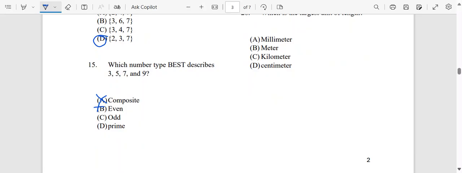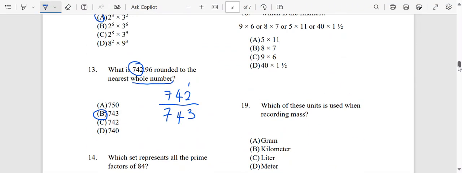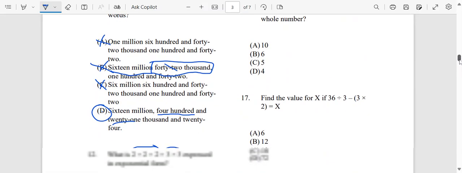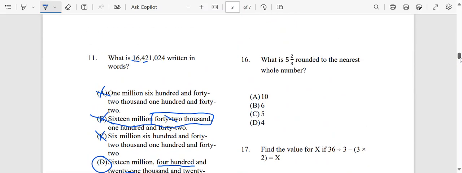Would it be a prime number? No, it cannot be a prime number. Why? Because the 9 itself has more than 2 factors, right? And remember, a prime number only has 2 factors, 1 and itself. And this digit here, 3, has more than 2 factors. So we are only left with this one. And of course, we used the elimination method to find our answer there based on the knowledge that we have. So let's continue. 5.